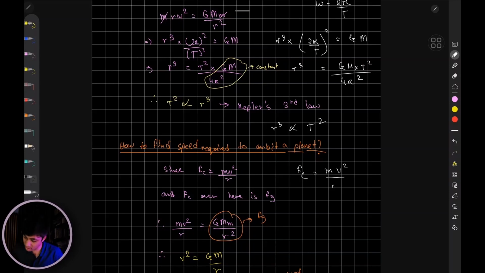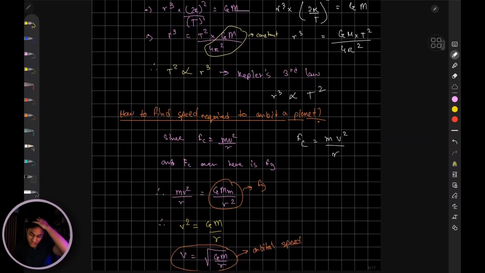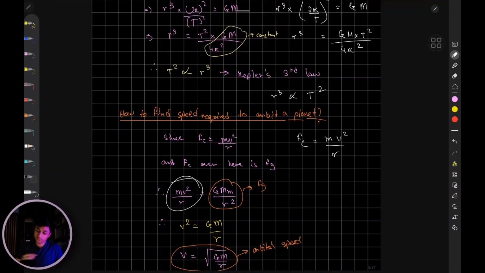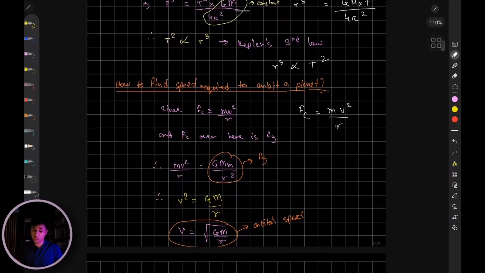So mv squared by r, right? mv squared by r is your centripetal force, and your gravitational force is going to be GMm by r squared. So this is your centripetal force, and this is your force due to gravitational field. Now both of these are equal because gravitational field is actually providing the centripetal force, right?